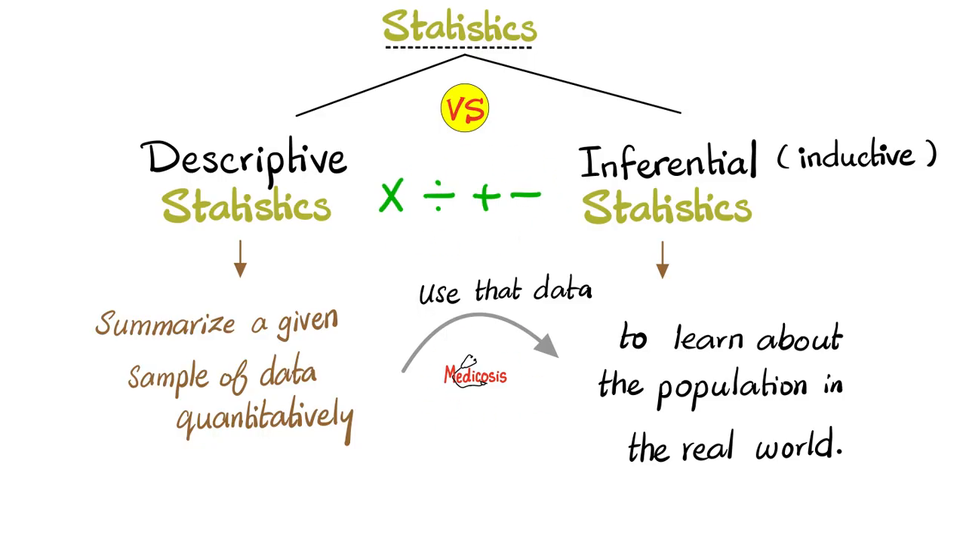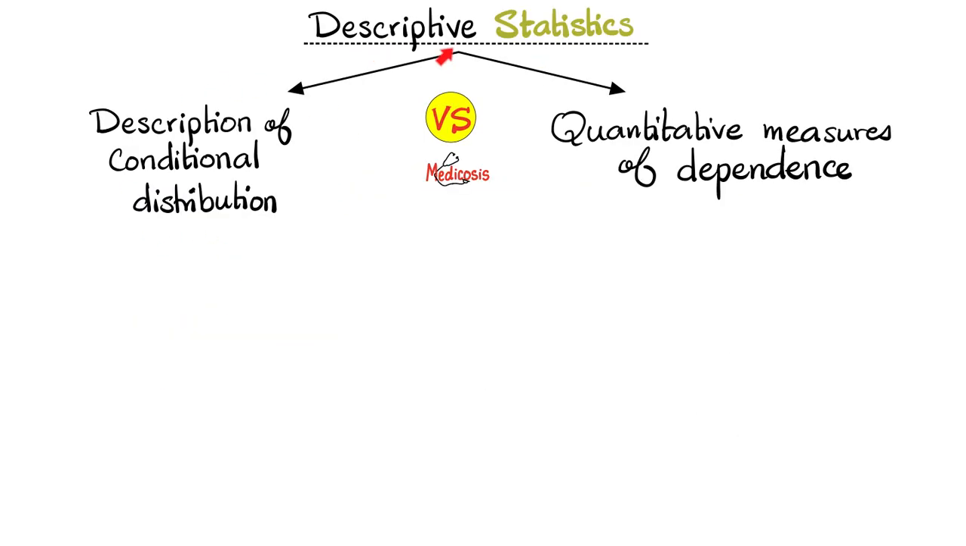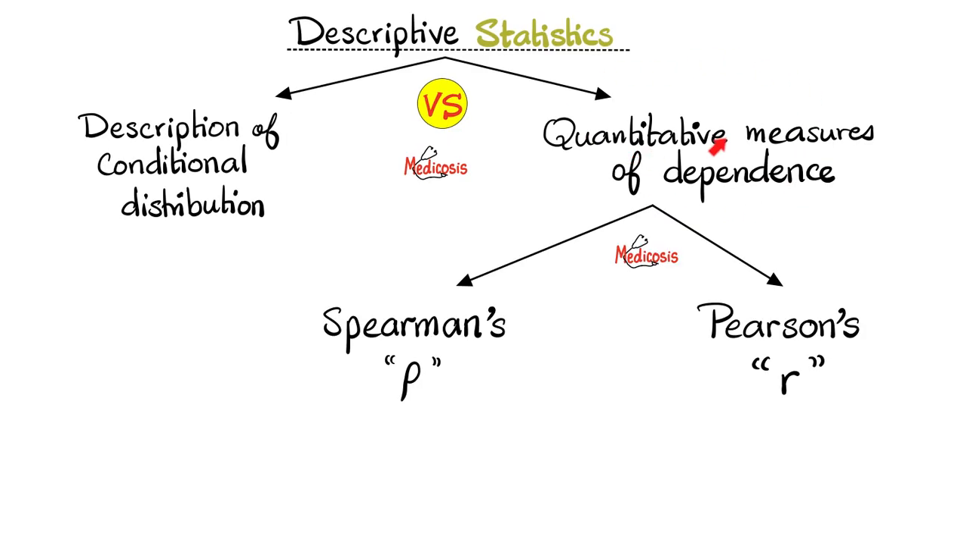Let's focus more on descriptive statistics. Descriptive statistics is further subdivided into description of conditional distribution. We don't care about this today. And the quantitative measures of dependence, where you have a variable dependent on another variable. This is today's topic. The quantitative measures of dependence are further subdivided into the famous Spearman's rho and the infamous Pearson's R. Today, we are talking about Pearson's R.